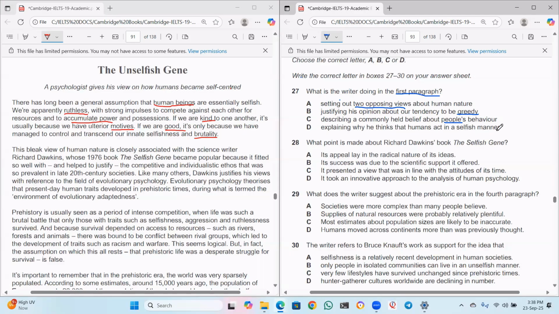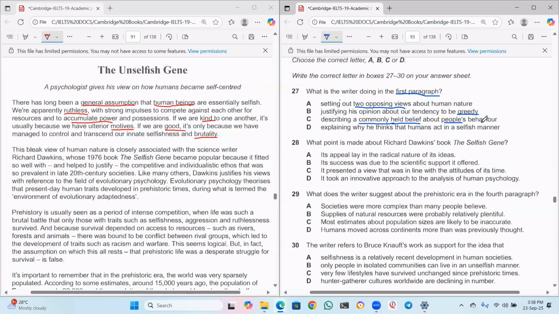Right. So A, setting out two opposite views about human nature. See, what does he say here in the first line? There has long been a general assumption that human beings are essentially selfish. He's talking about some general assumption. This is a keyword. Describe commonly held belief. General assumption, commonly held belief. Is it matching? Yes, that humans are essentially selfish.